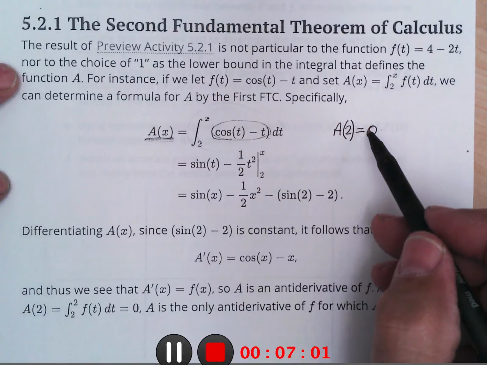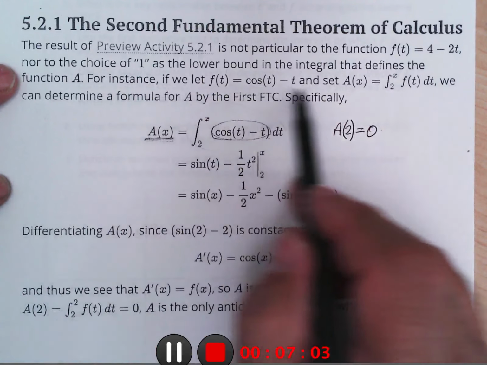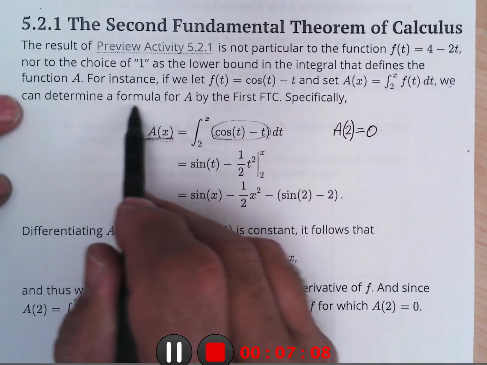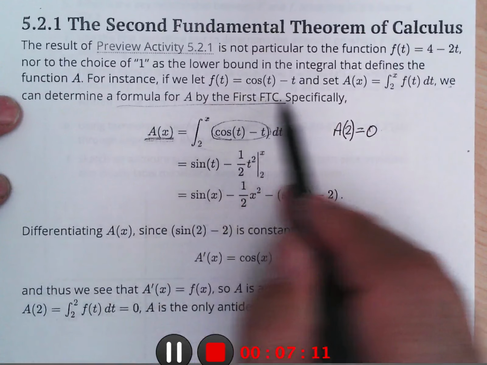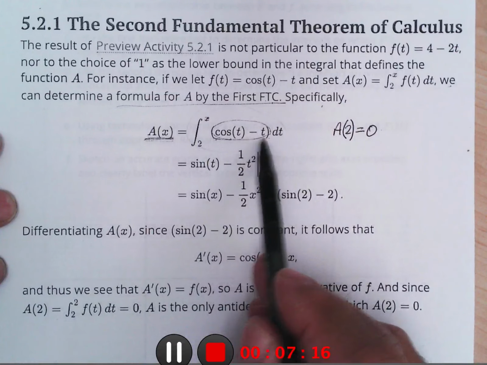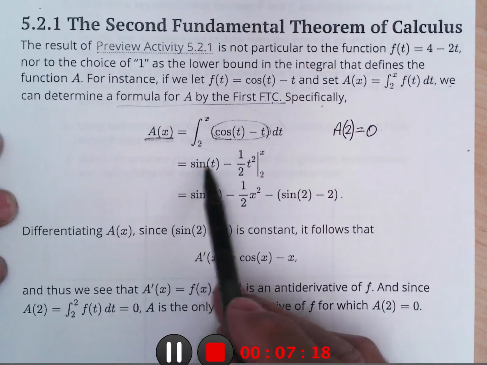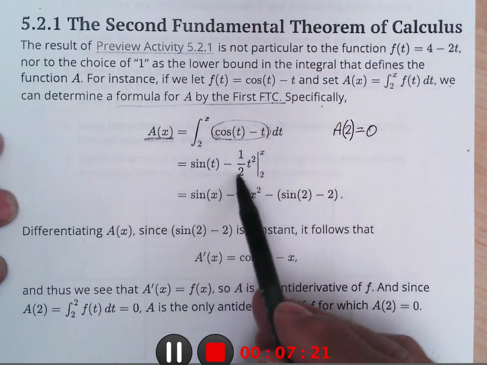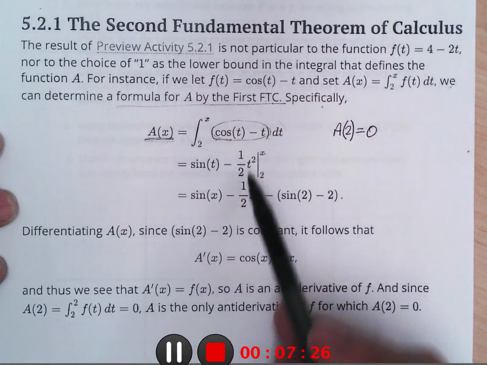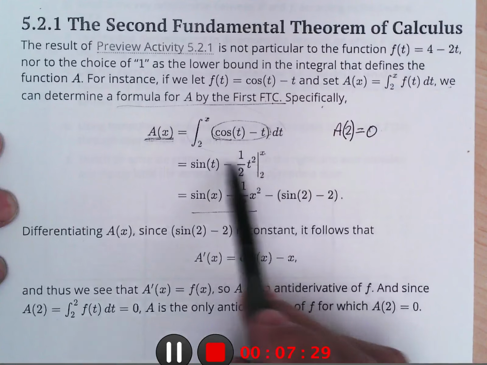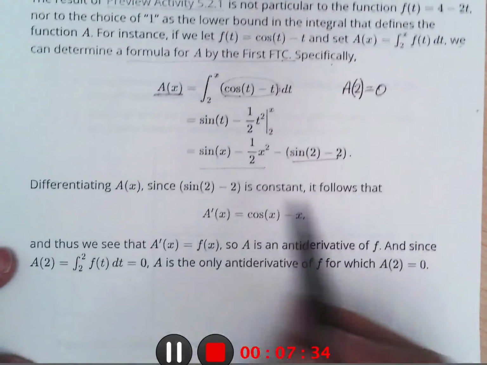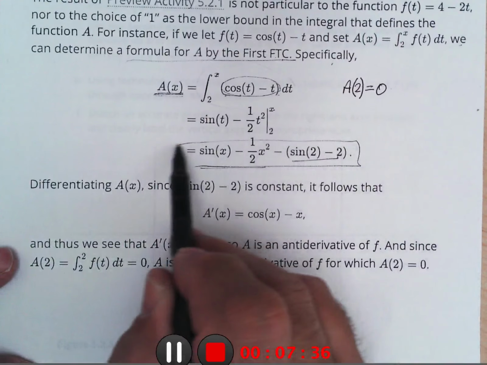Now, they say that up here, we can determine a formula for that by doing the first fundamental theorem of calculus. Specifically, do the antiderivative of this. Well, the antiderivative of cosine t is sine t. The antiderivative of t is 1/2 t squared, evaluated from 2 to x. And so we put x in and we get this part. And we put the 2 in, we get this part. And we would get this as the A of x.